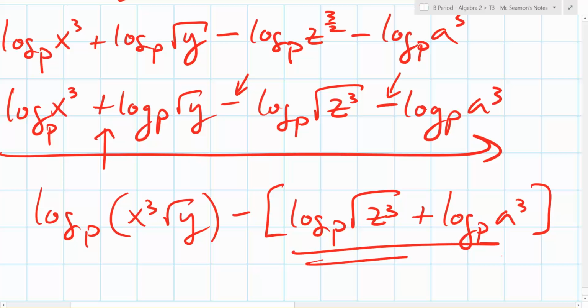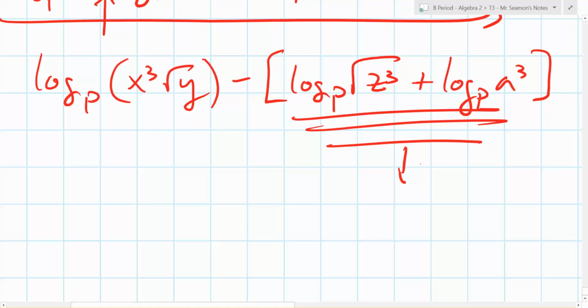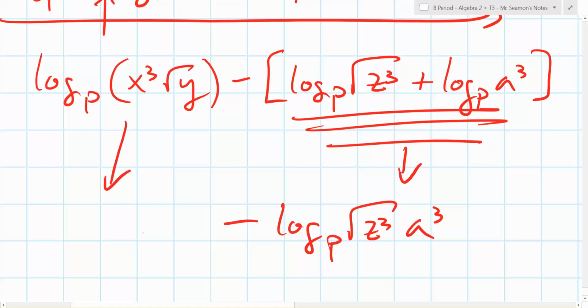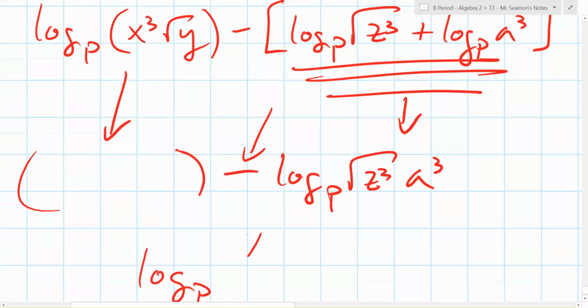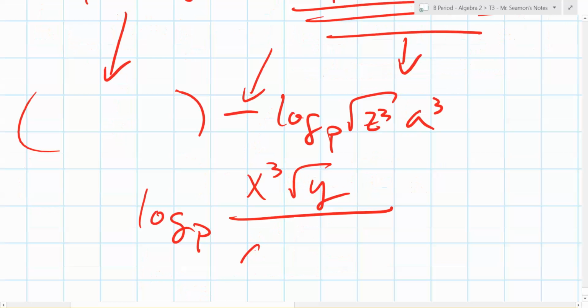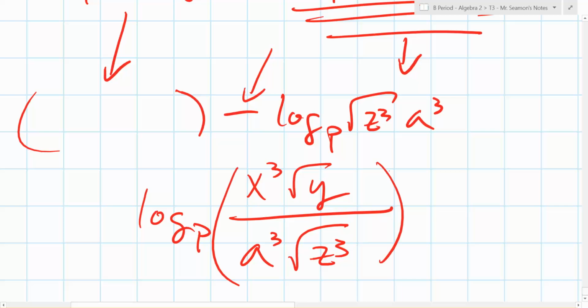What does plus mean? So this is minus log base p of the square root of z cubed times a to the 3rd. But what does minus mean? Divide. So you have log base p of, what goes on top? X cubed square root of y over the square root of z cubed a cubed. This is what the final answer would be.